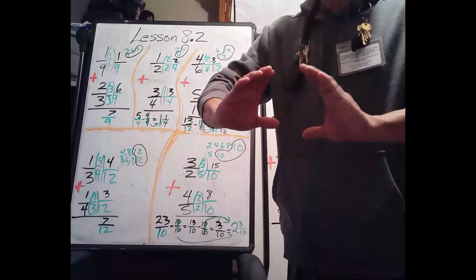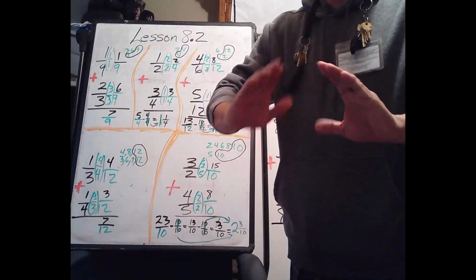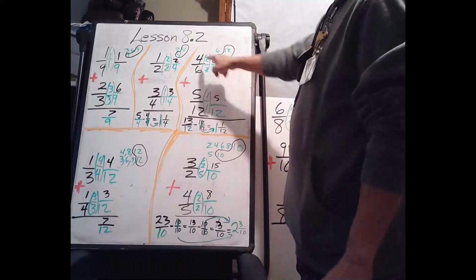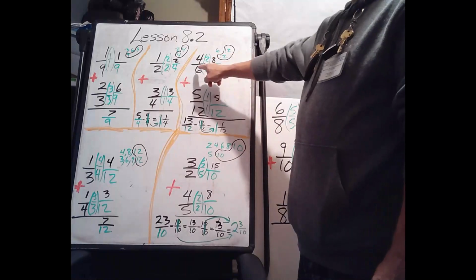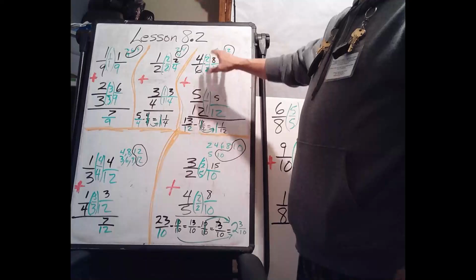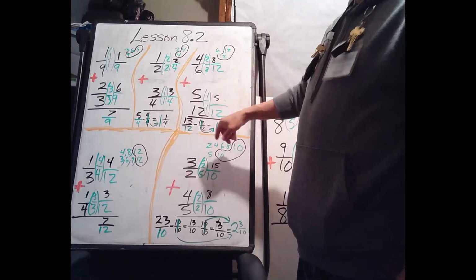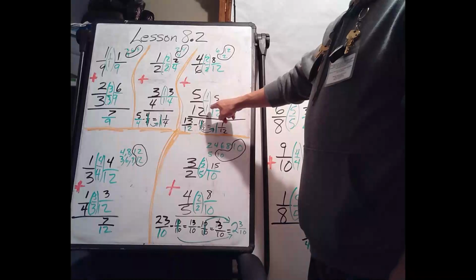Don't forget your parentheses. Parentheses tell me to do what? Multiply. So 4 times 2 is 8. 6 times 2 is 12. What you did here, we're now going to do down here. Who is it? 12 times 1 is 12.